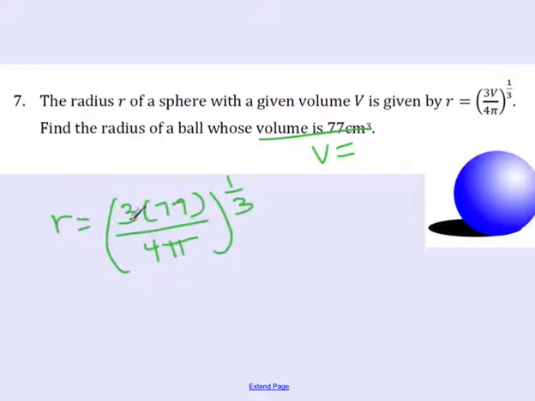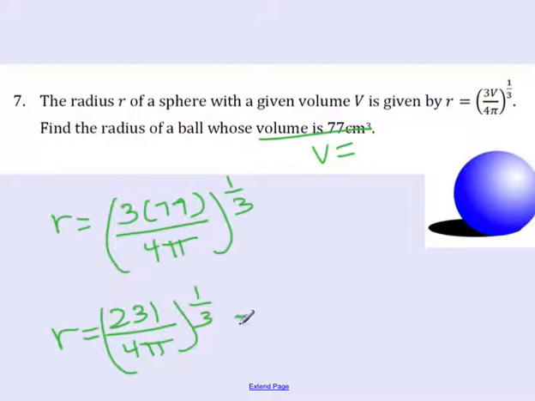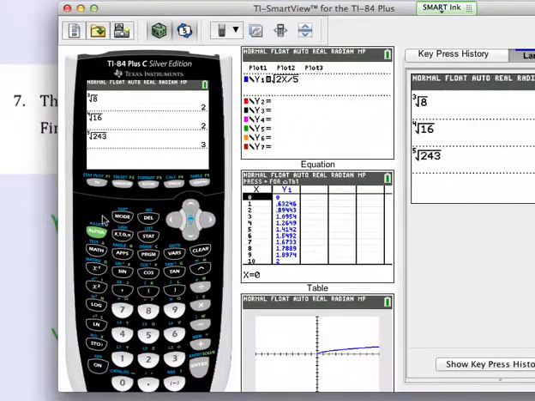Okay, so I would go ahead and figure out, well, what is 3 times 77? 3 times 77 is 231 all over 4 pi. And that's all being taken to the 1/3 power. And now all you have to do is use your calculator. Okay, remember the 1/3 power is the same as the cubed root. So now I can type this into my calculator. I'm going to do the cubed root.